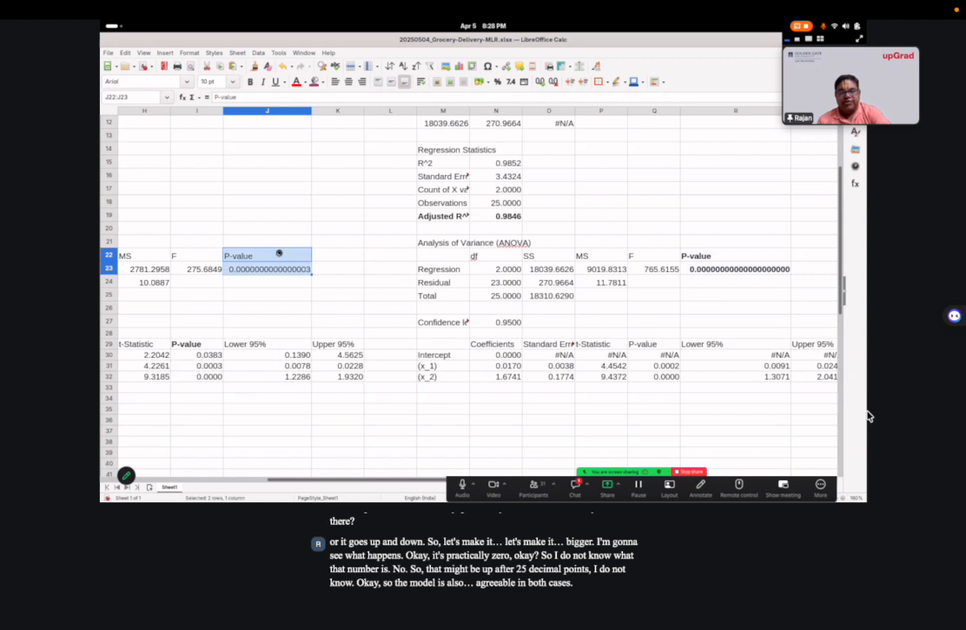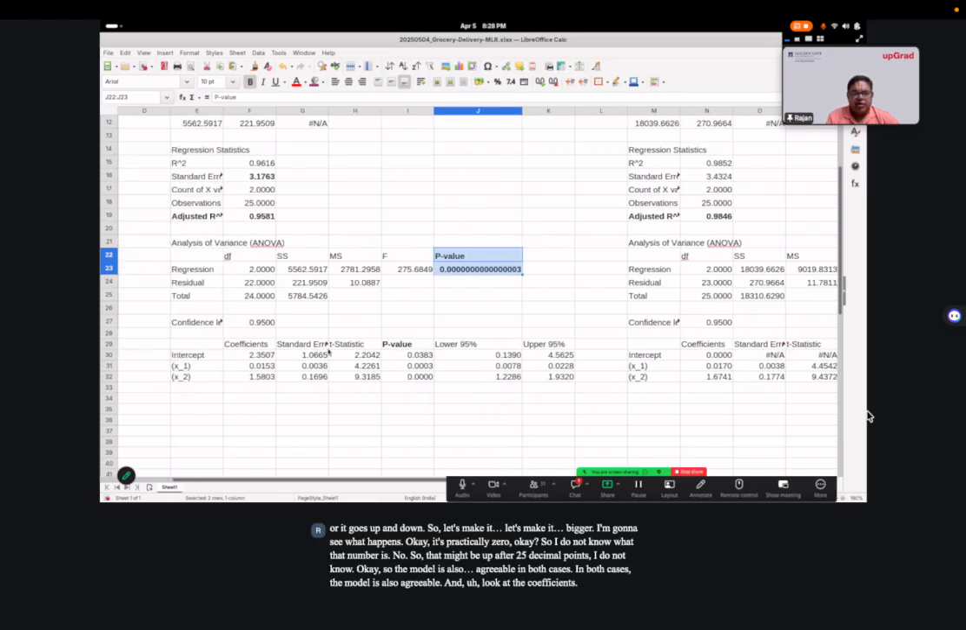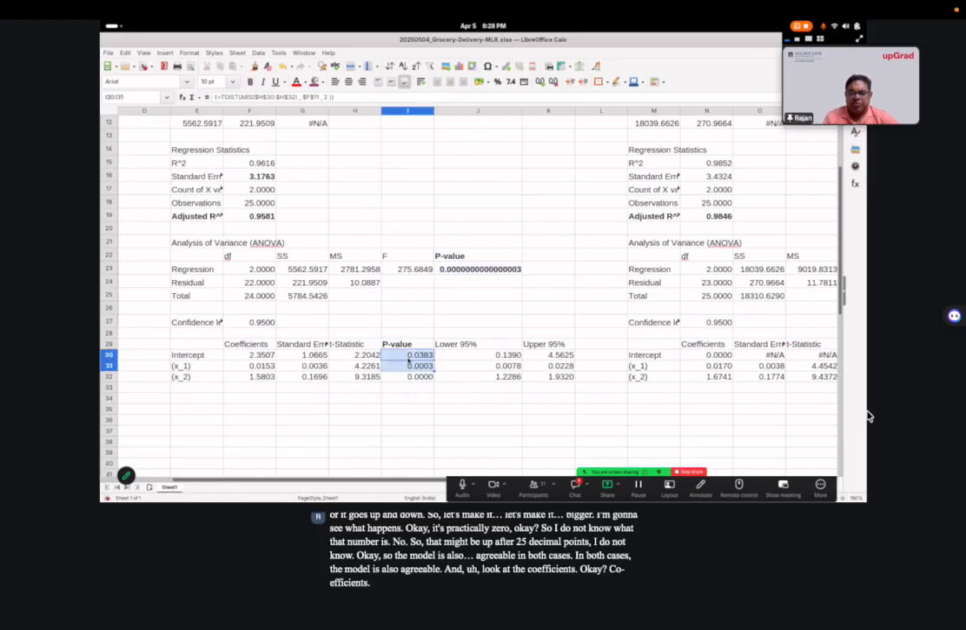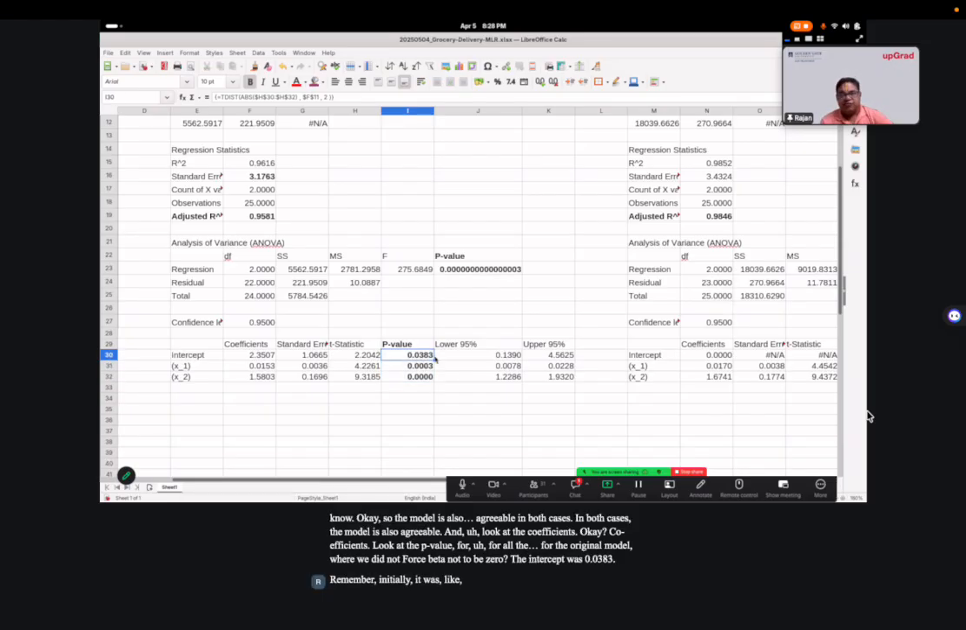So the model is also agreeable in both cases. And look at the coefficients. Look at the p-value for the original model where we did not force beta naught to be 0. The intercept was 0.0383. Remember, initially it was like 4.8. Now it has come to practically 0.